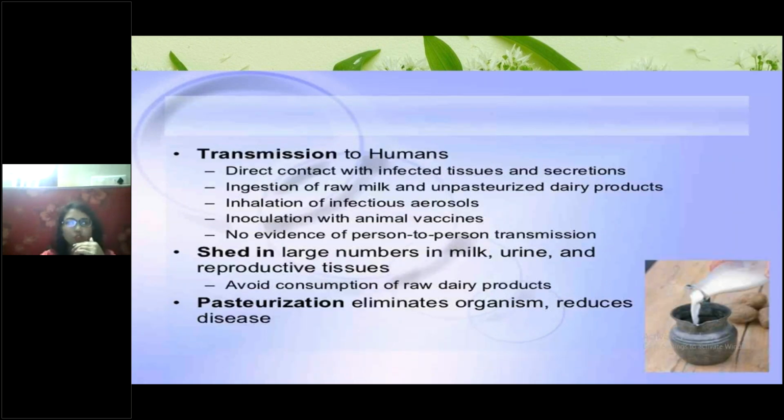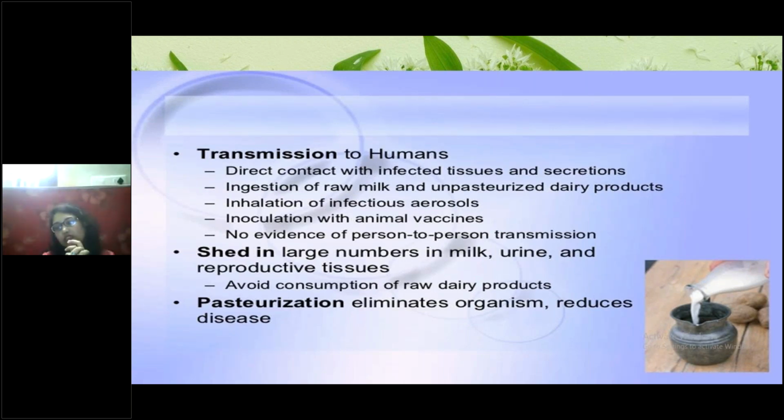So there is transmission to human beings by direct contact with infected tissues or ingestion of raw milk, inhalation of infectious aerosols, or inoculation with animal vaccines, and they are shed in large numbers in the milk. So that is why the milk ring test, and the other tests you might remember, the rose Bengal test.